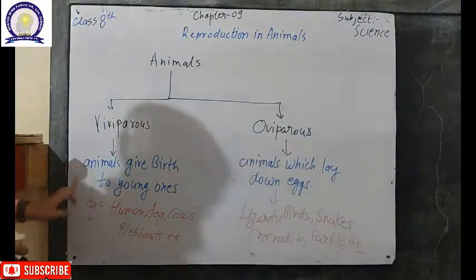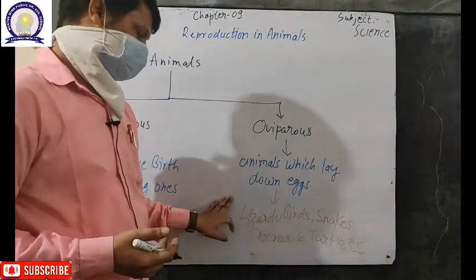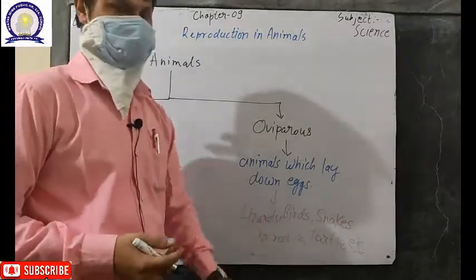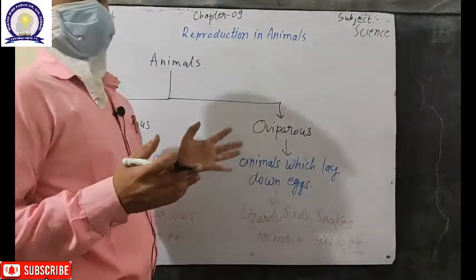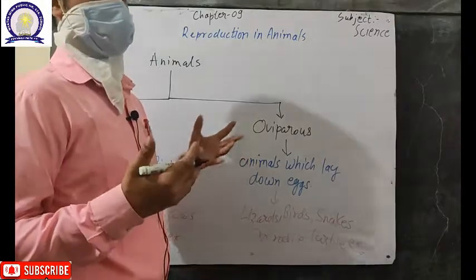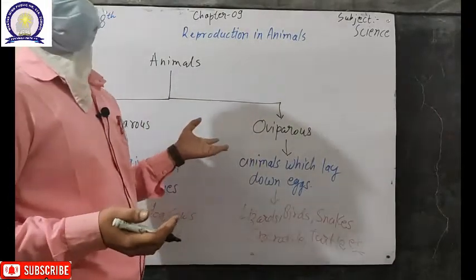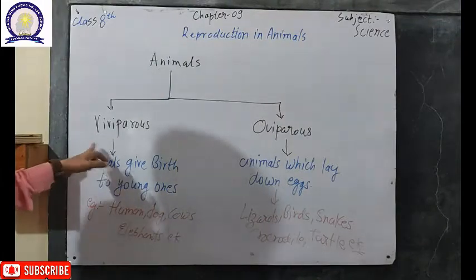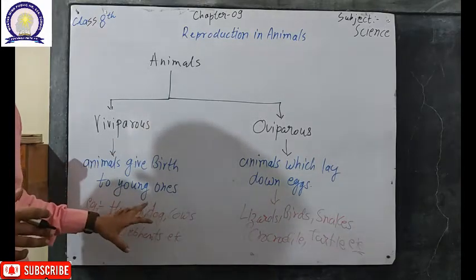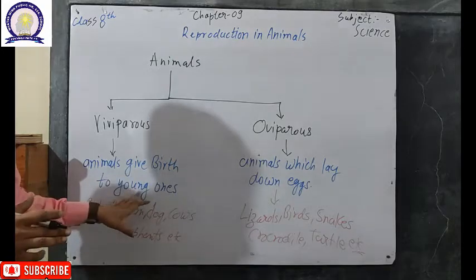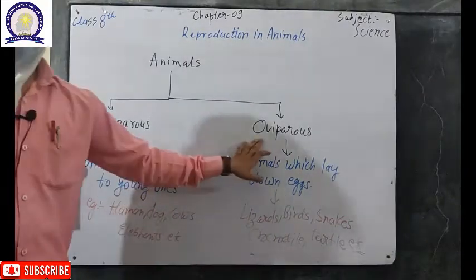Viviparous animals are, for example, humans, dogs, cows, elephants, etc. And some oviparous animals are lizards, birds, snakes, crocodiles and turtles. Some animals lay eggs of a size that can be seen by normal eyes, like birds, ostriches and turtles. But some animals like humans, dogs and cows also produce eggs, but you can't see them, as they are inside the animal's body. So they give birth to young ones, and that's why they are called viviparous animals. These are the two major categories, viviparous and oviparous animals.